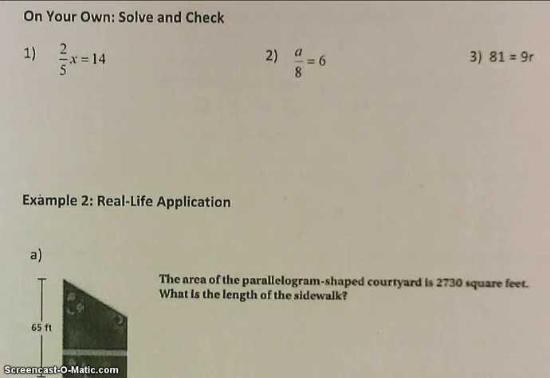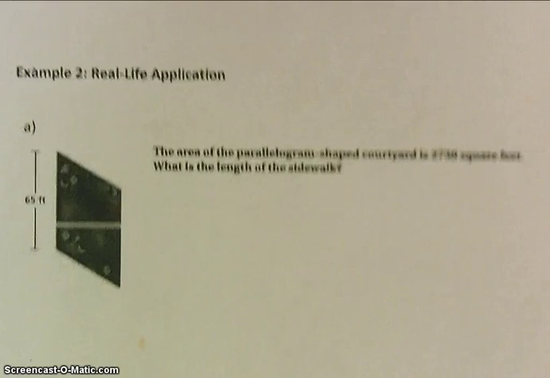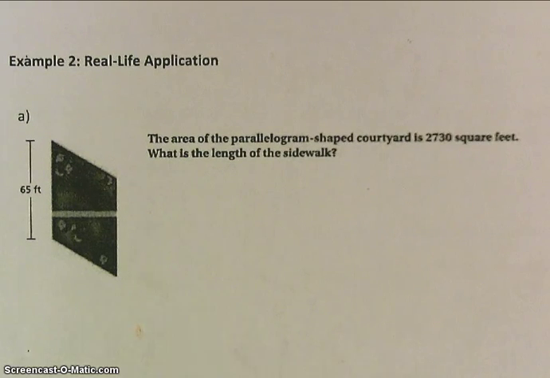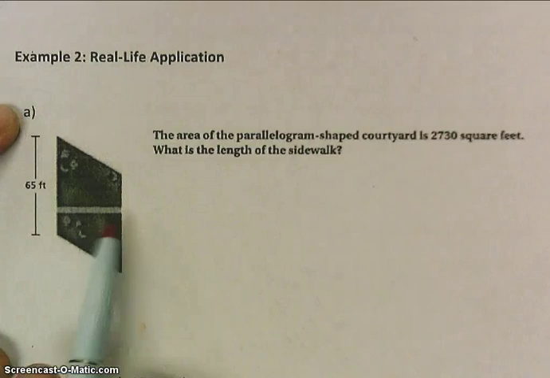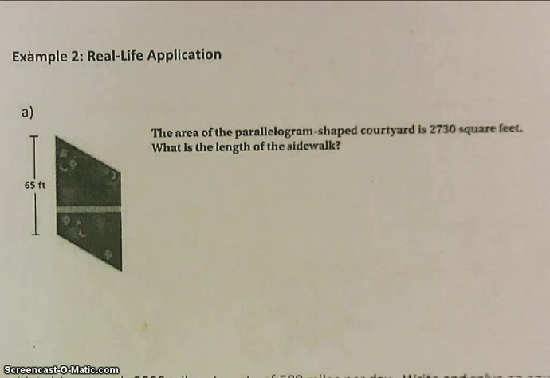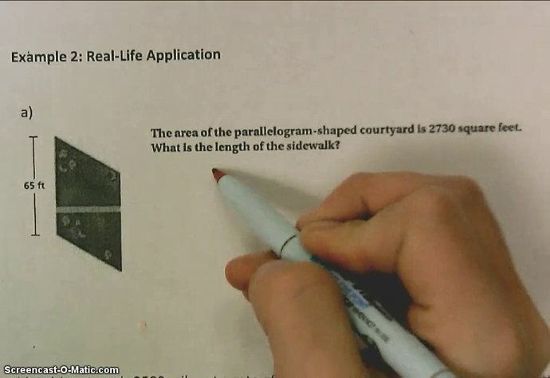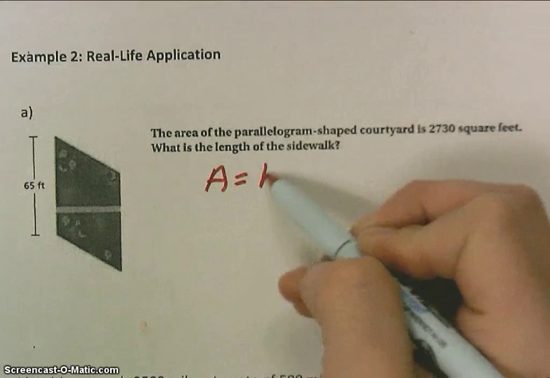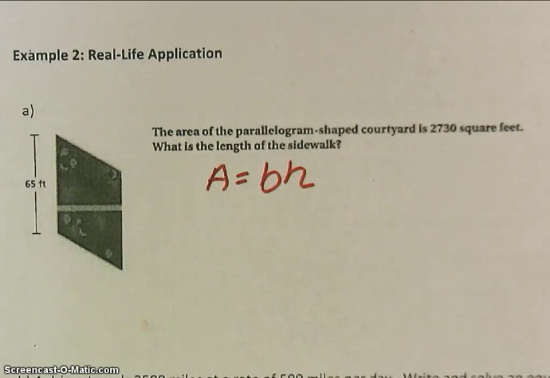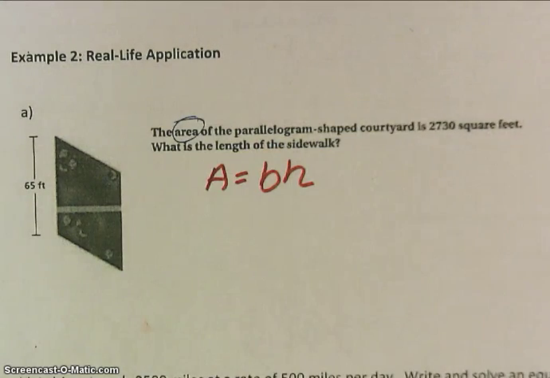Okay, go ahead on your own, solve those 3, make sure you check them, make sure you show your work, and then come back. Okay, real life application. The area of the parallelogram shaped courtyard is 2,730 square feet. What is the length of the sidewalk? Well, it gives me the base. The sidewalk represents our height, and it gives us the area. So we need to go to our handy dandy formula that we've already learned, which is area equals base times height. Okay, because it wants us to talk about the area here.